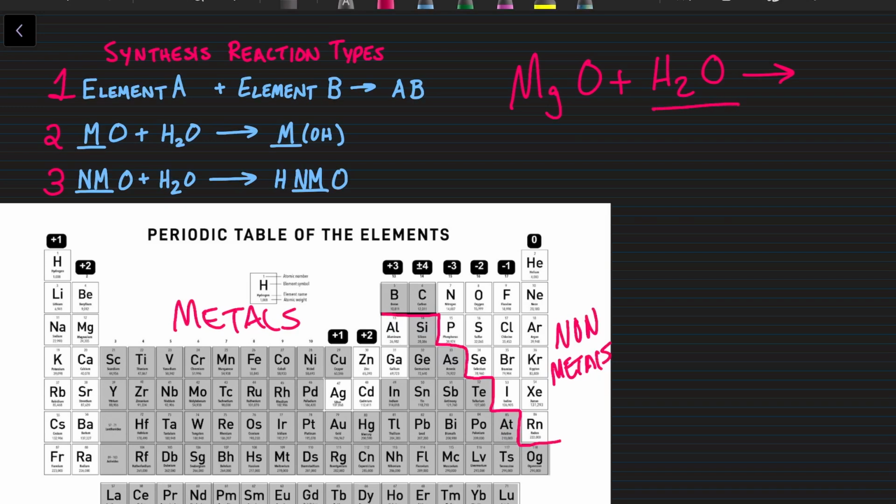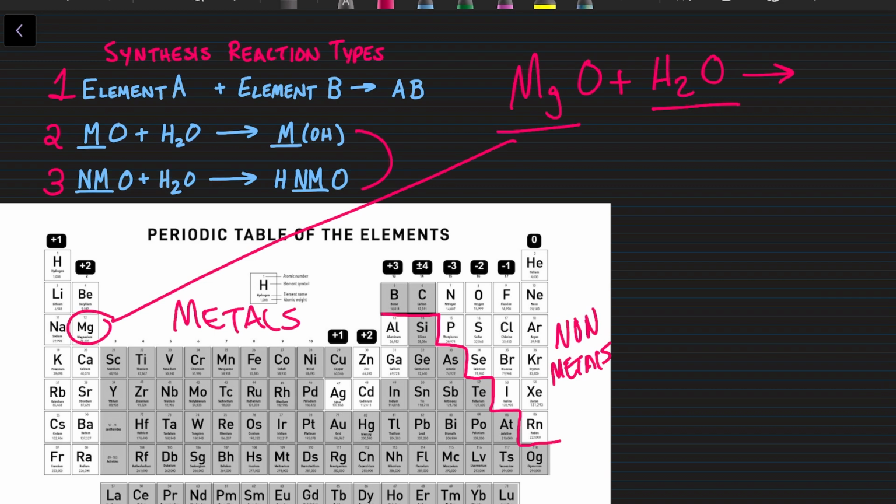Next, we have number 2. So on this one, same thing. Like I said, the giveaway here is that we are adding water, so it can either be reaction 2 or 3. And then we look at Mg, which is magnesium. We know that that is a metal. If you check, it's right over here.